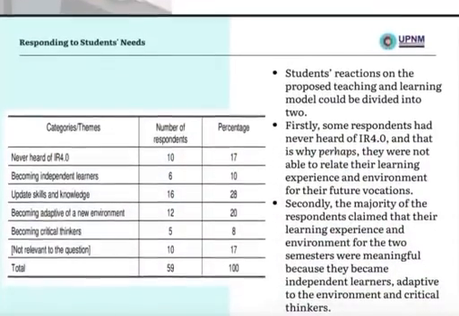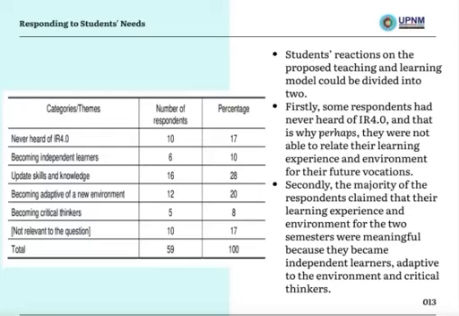The second research question is on the feedback of the students on the proposed teaching and learning model. So basically, this table summarizes the whole feedback of the students. Students' reactions basically can be divided into 2, directly or indirectly. Firstly, some respondents had never heard of IR 4.0. And that is why perhaps they were not able to relate their learning experience and environment to their future jobs. Secondly, now this is very interesting, the majority of the respondents claimed that their learning experience and environment for the 2 semesters were meaningful because they became independent learners, adaptive to the environment, and critical thinkers.